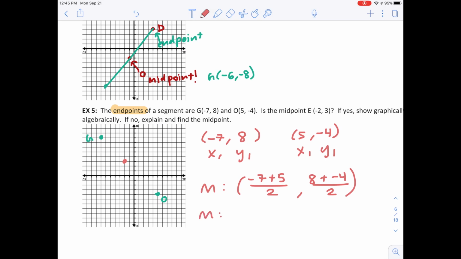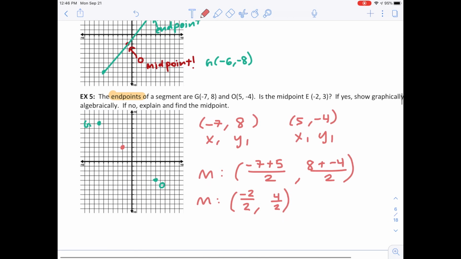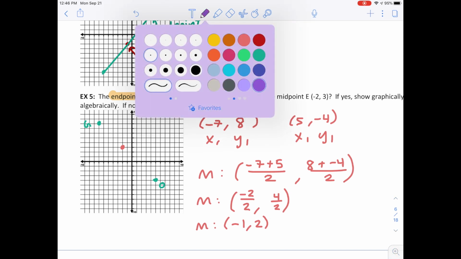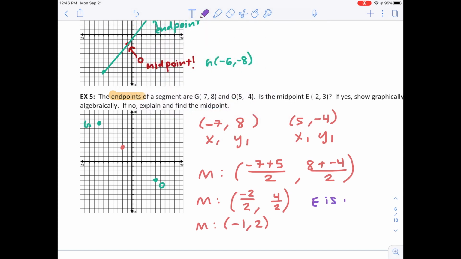Then you can simplify. So negative 7 plus 5 gives me negative 2 over 2. 8 plus negative 4, that's like having 8 minus 4. So it's going to give me 4 over 2. So when I finish simplifying, my midpoint is at the ordered pair negative 1, comma 2. Considering that point E is negative 2, comma 3, that means that E is not the midpoint. Negative 1, 2 is.